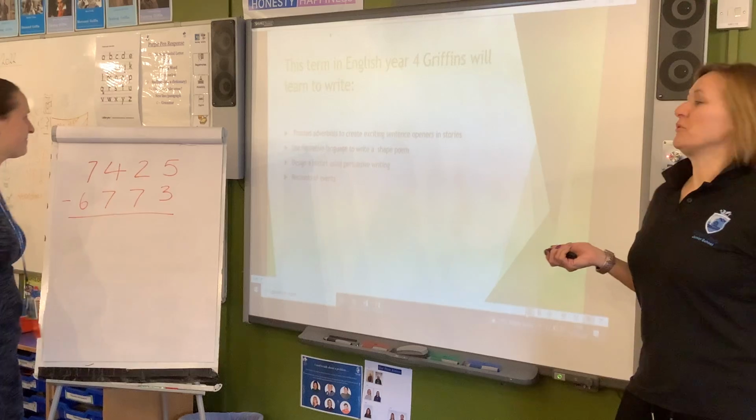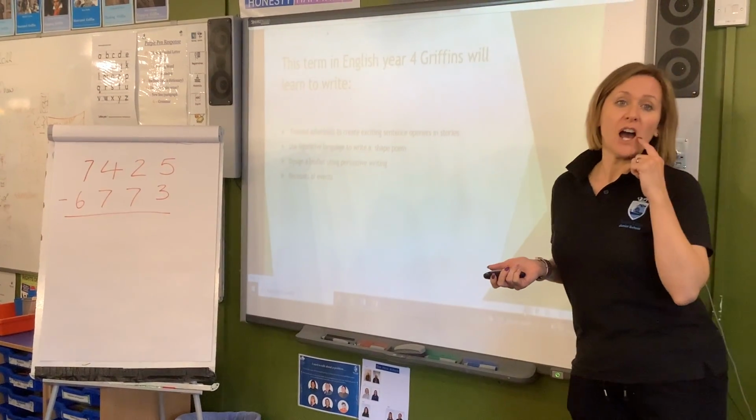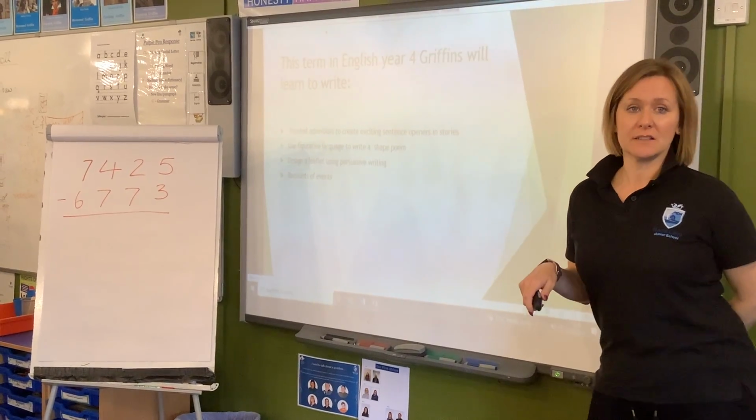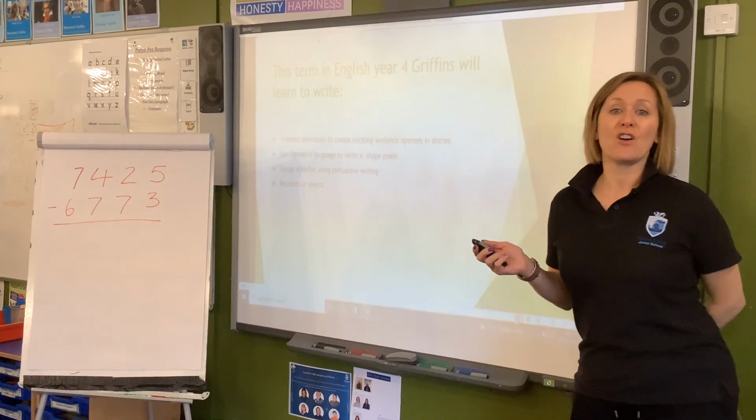Okay, so we're going to start off looking at fronted adverbials. Fronted adverbials are adverbs that come at the beginning of a sentence. The key here with fronted adverbials is to always make sure they are followed by a comma.